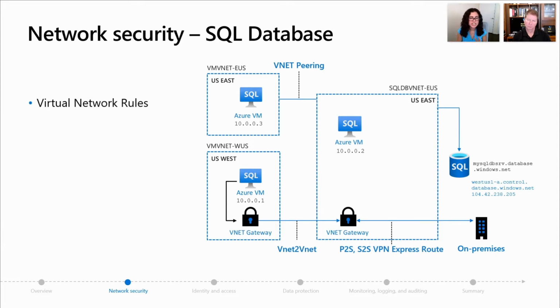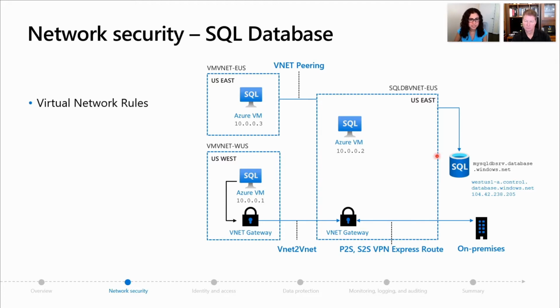And so what changed here is instead of giving access to a specific firewall rule or an IP address, we're actually going to give access to a whole virtual network. So for example, in this scenario, we could create a virtual network rule for this East US SQLDB VNet that's going to give it access to this Azure SQL Database logical server.